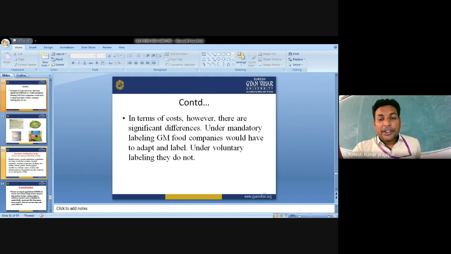Labeling must indicate the nature of the changes, and must be understandable, truthful, and not misleading. Manufacturers can choose to label the product to provide information regarding the presence or absence of the GM ingredient, so long as the information is factual, neither misleading nor deceptive.